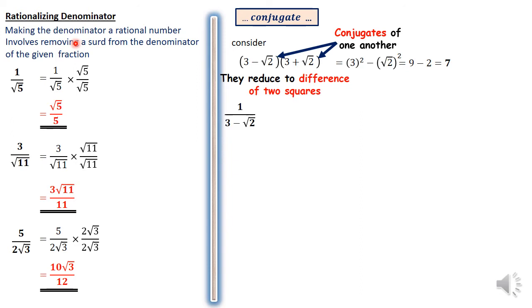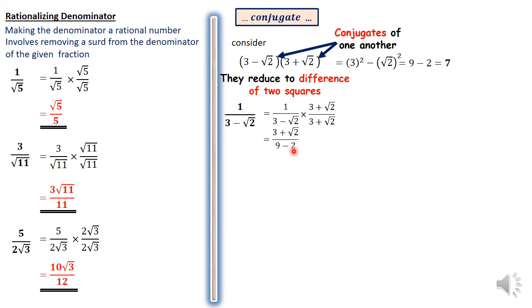For example, if we have 1 all over 3 minus root 2, we would have to multiply that expression with the conjugate of 3 minus root 2 as a numerator and a denominator. That means since the denominator should be multiplied with its conjugate, 3 plus root 2, we also have it for the numerator, so that we don't change the expression, and therefore it will simply be this way.